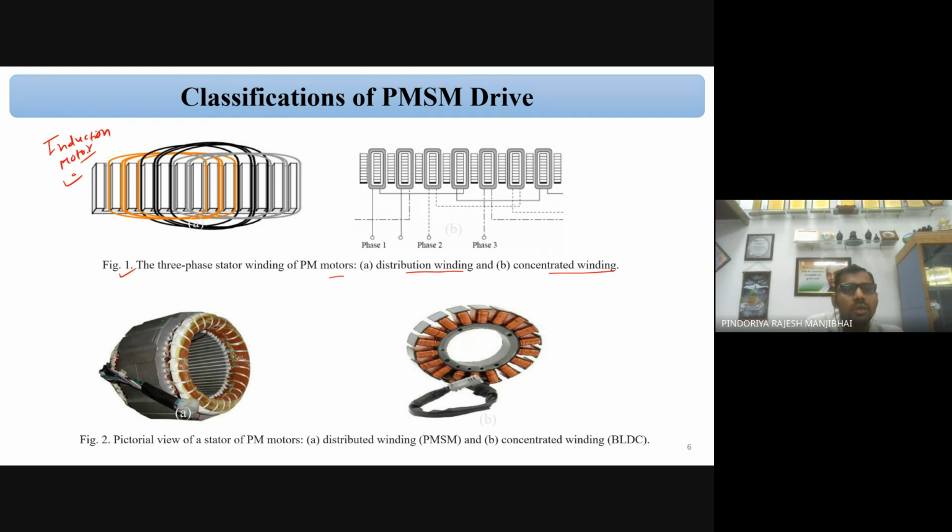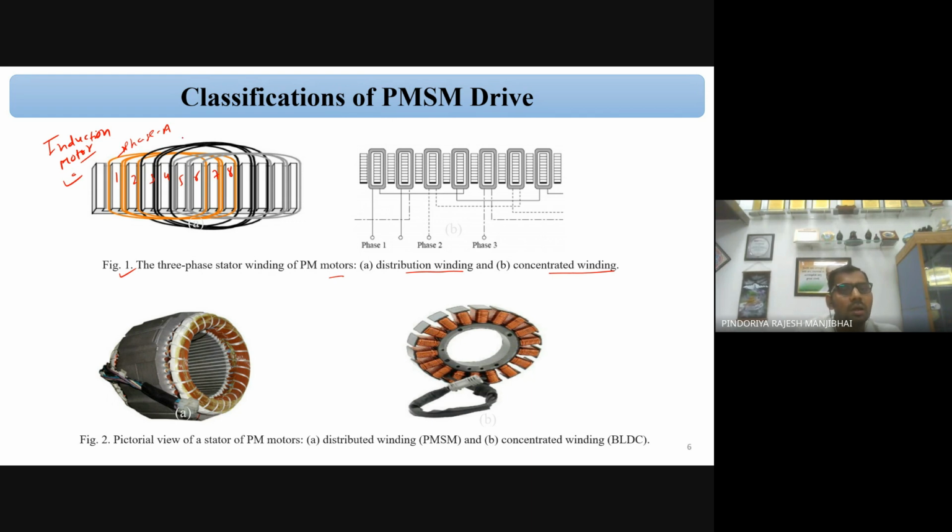So in the case of the induction motor, there is a distributed winding. You can see this is maybe phase A. Phase A covers many poles. You can see the first pole, second pole, third pole, fourth pole, 5, 6, 7, and 8. So these 8 poles cover phase A.